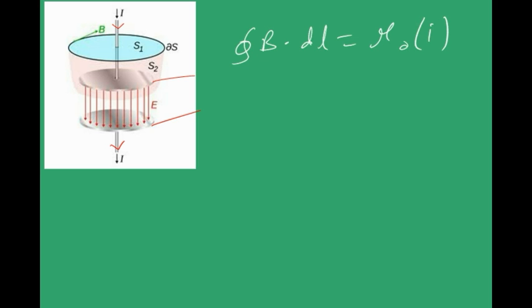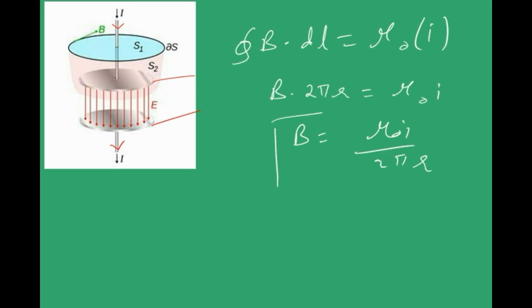Now from this what can I get? Magnetic field, and the perimeter is say 2 pi r. Let the radius of that blue circle be r. So it should give me mu naught I. So what did I get the magnetic field to be? Mu naught I by 2 pi r. Well, this is fine. We got this by using surface 1.